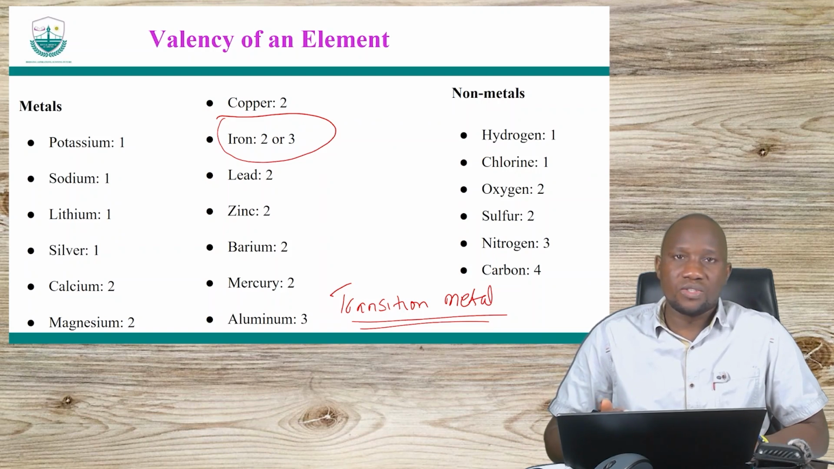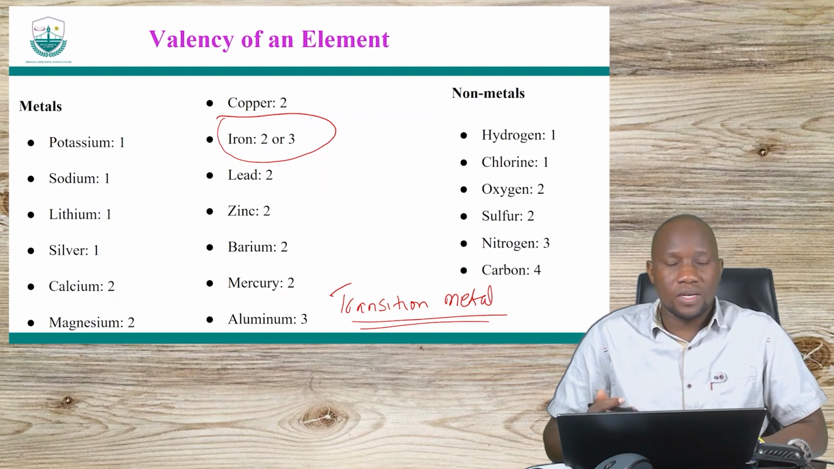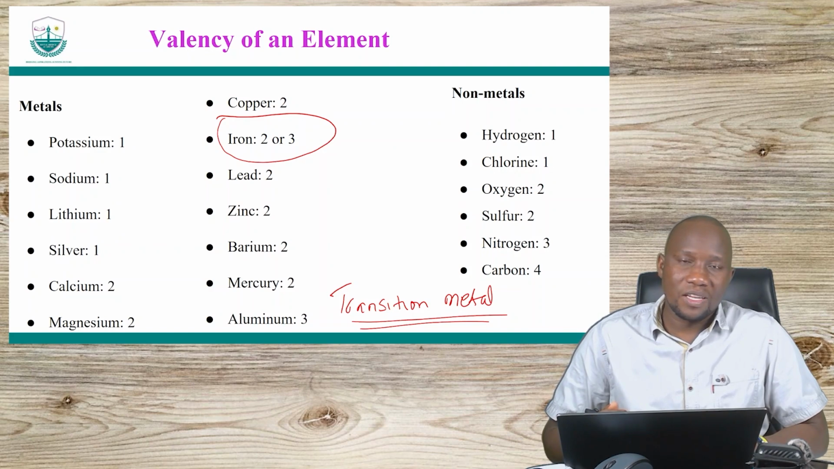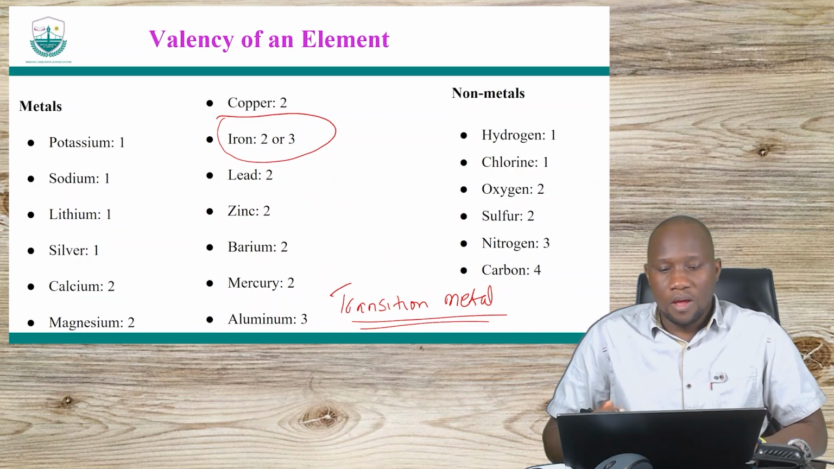Potassium has a valence of 1, sodium 1, lithium 1, silver 1, calcium 2, magnesium 2, copper 2, iron we said it has a valence of 2 and 3, lead 2, zinc 2, barium 2, mercury 2, aluminium 3, and then we get the non-metals. Hydrogen has a valence of 1, chlorine 1, oxygen 2, sulfur 2, nitrogen 3, carbon 4.